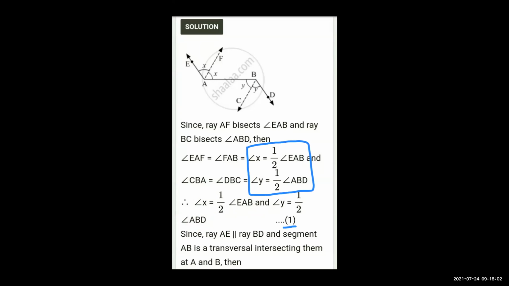Okay, now since ray AE is parallel to ray BD, as we know AE is given parallel to BD, and segment AB is a transversal. So here you can see AB is a transversal at points A and B. Then in this case, what will happen here?